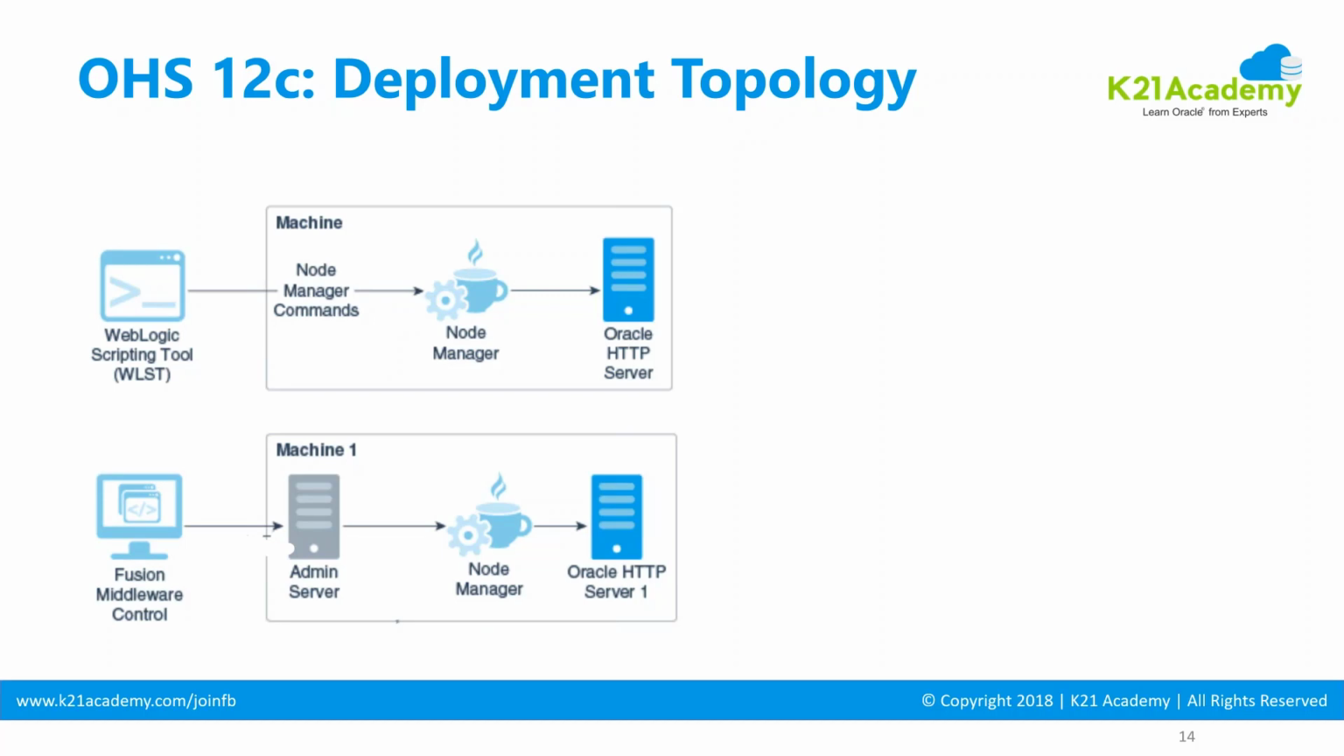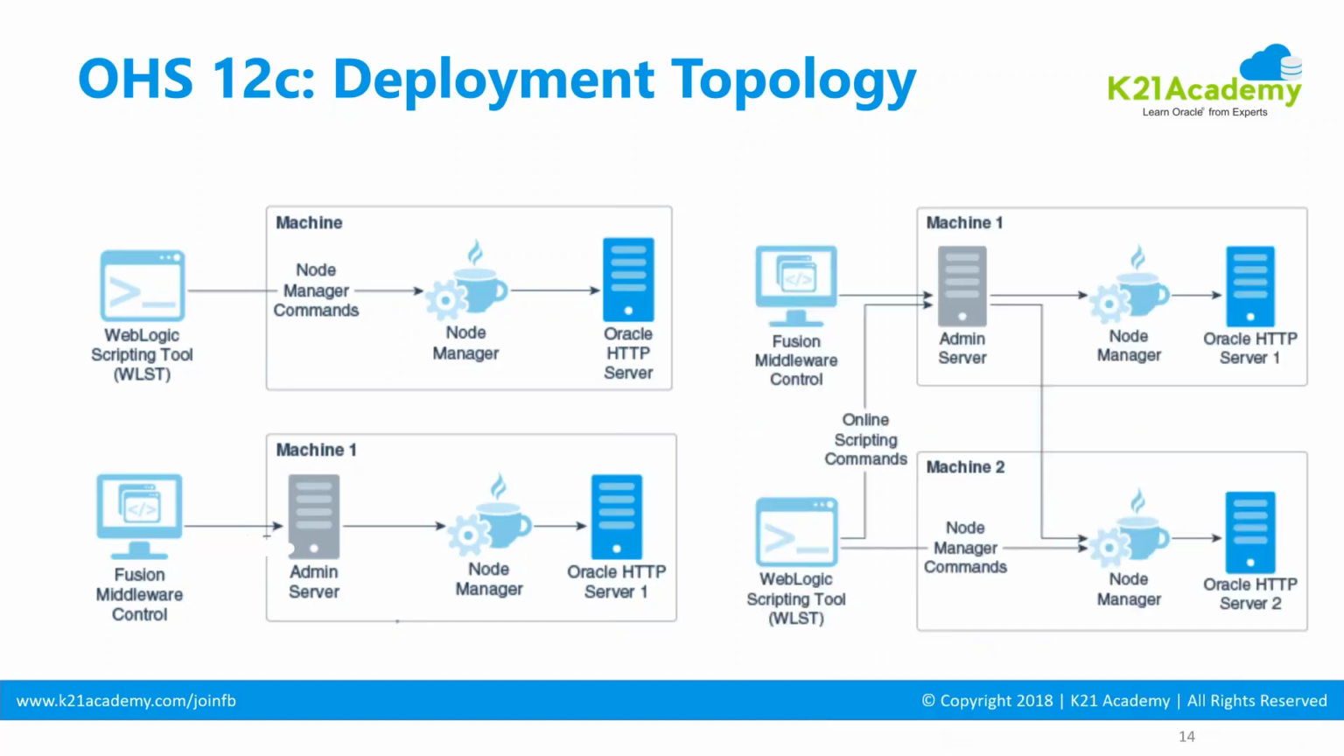The important thing to note here is that in the 12c version of Oracle HTTP Server, node manager is mandatory. Before you can start the HTTP server, node manager must be up and running in 12c. So node manager plays a bigger role in 12c now, whereas in 11g there was no concept of node manager in Oracle HTTP Server.